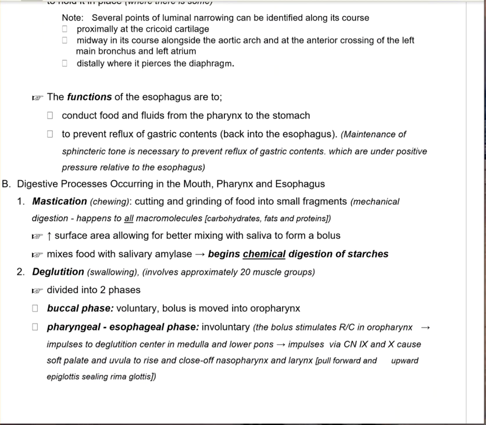The functions of the esophagus are basically to conduct food and fluids from the pharynx to the stomach, and, as we said a minute ago, to prevent reflux of gastric contents back into the esophagus. And this is where we want that sphincteric tone. If we have a loose lower esophageal sphincter, we can unfortunately sometimes get acid reflux back up into the esophagus. So exercise, losing weight, things like that will help our sphincteric tone get better. So that's really important. Okay.